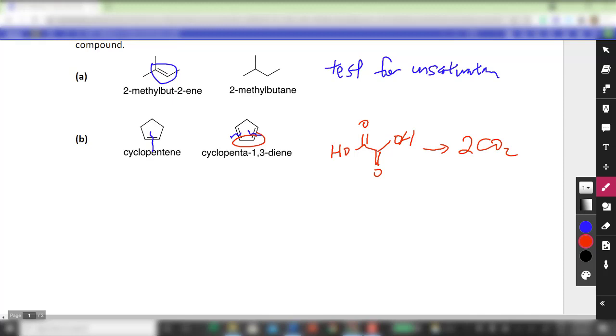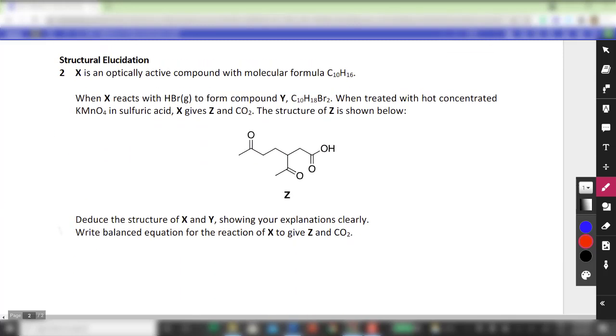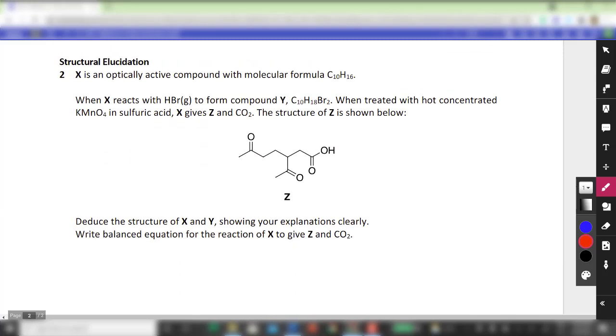Alright, so we're going to move on to the next question, which is question 2 on structural elucidation. If you recall in-class exercise 2, there were 3 structural elucidation questions, and we have talked about some of the strategies you can use to solve elucidation problems. So we will use the same strategy to work on question 2.